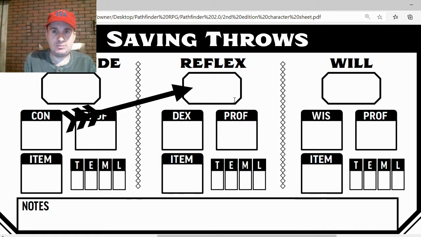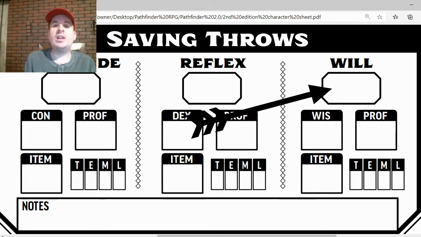The second is called a reflex saving throw. This is generally used to avoid area of effect spells that deal damage, but this can be used against any effect in which you could dodge out of the way to avoid it. Lastly, we have the will saving throw. Will saving throws are used to avoid mental effects, like if an opponent tries to take control of you with a spell, or tries to confuse you, that sort of thing.